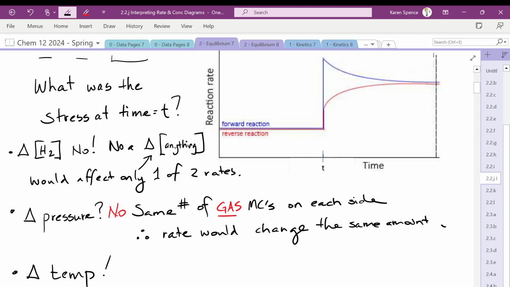And what must have happened to the temperature? Must the temperature have increased or decreased? The temperature must have increased because the rates are increasing.